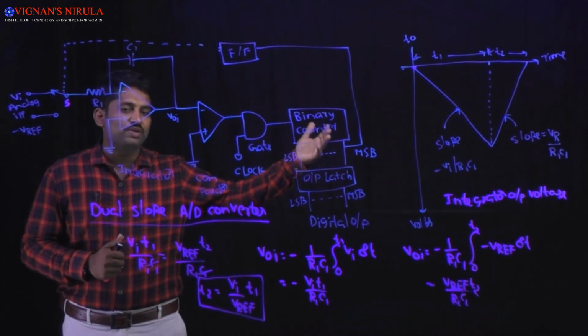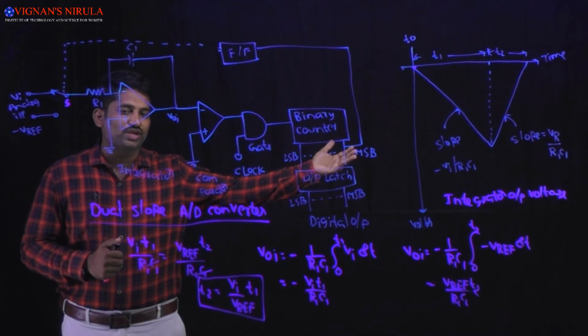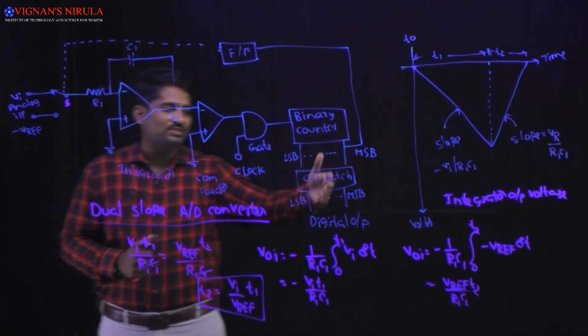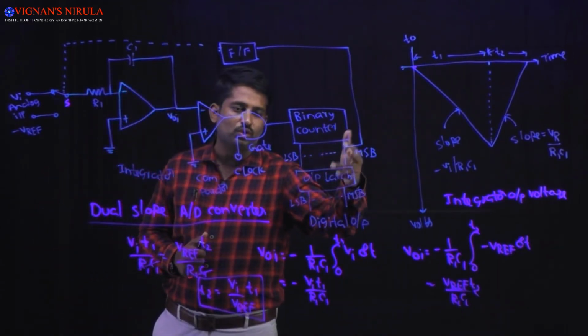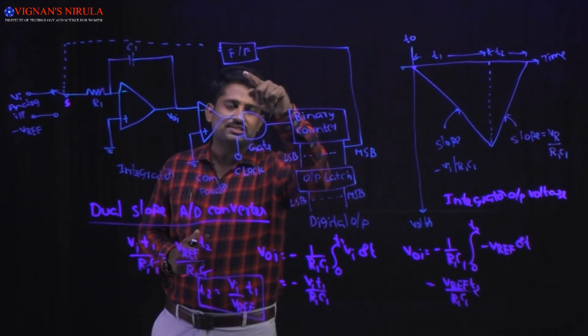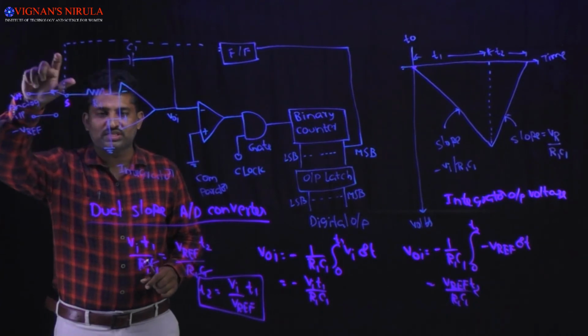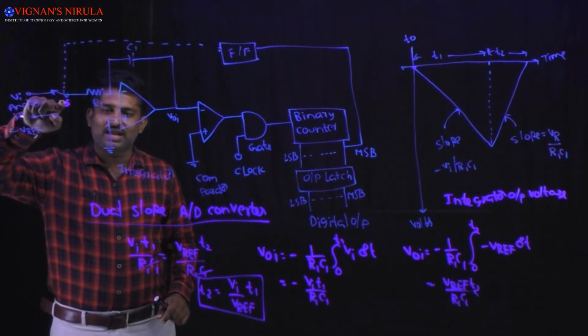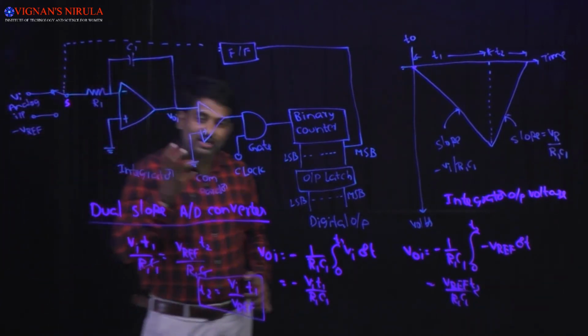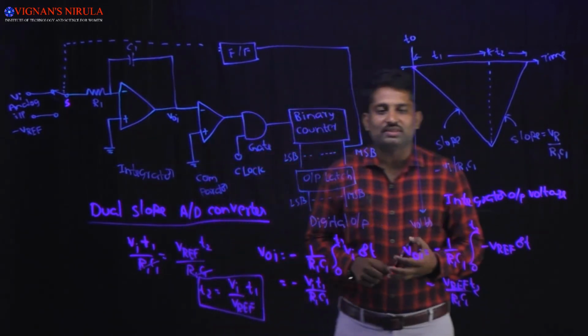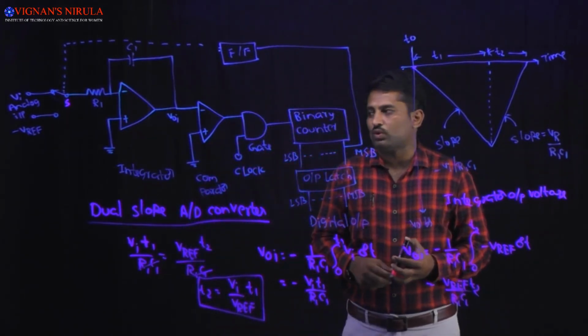Immediately the MSB of the counter changes from 0 to 1. Once the MSB bit changes from 0 to 1, the flip-flop is set to 1. Once the flip-flop output is set to 1, it connects the analog switch S to the reference voltage, which is nothing but the negative reference voltage.